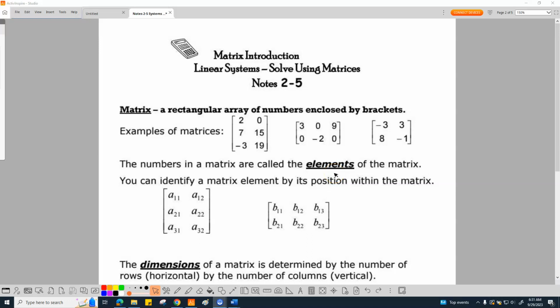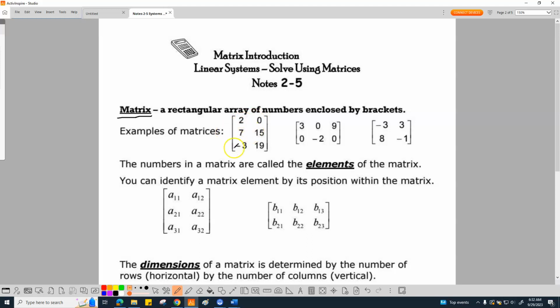All right, Algebra 2. Today we're going to be talking about matrices. I don't know if y'all have seen this before or not, so I'm going to act like you've never seen it. I'm going to first start by talking about what they are. They are the definitions right here. A matrix is a rectangular array of numbers enclosed by brackets. So these are examples of matrices right here.